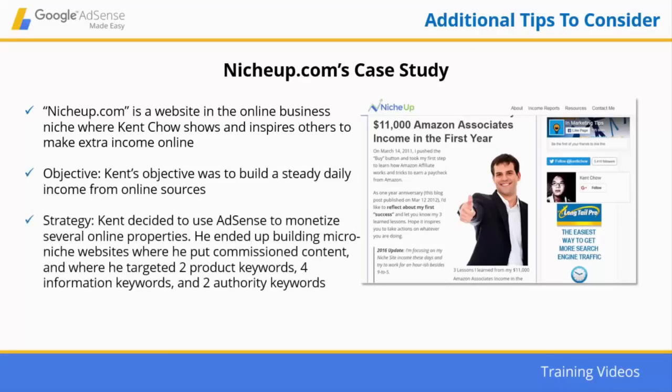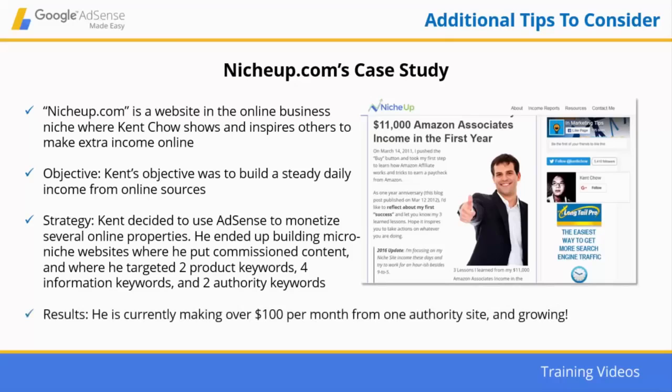Strategy: Kent decided to use AdSense to monetize several online properties. He ended up building micro-niche websites where he put commissioned content and where he targeted 2 product keywords, 4 information keywords, and 2 authority keywords. Results: He is currently making over $100 per month from one authority site and growing.